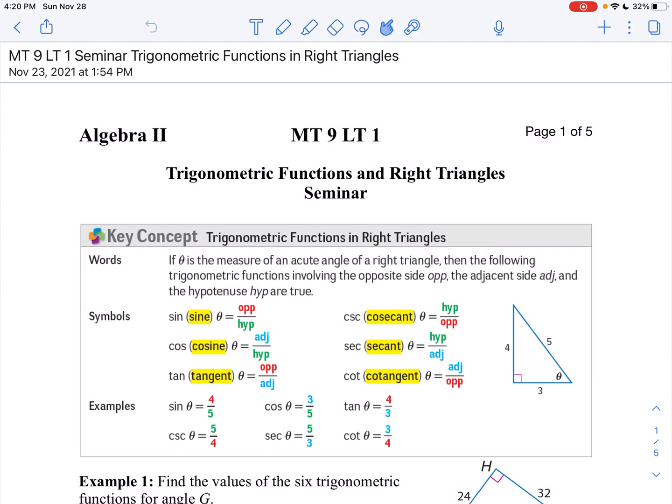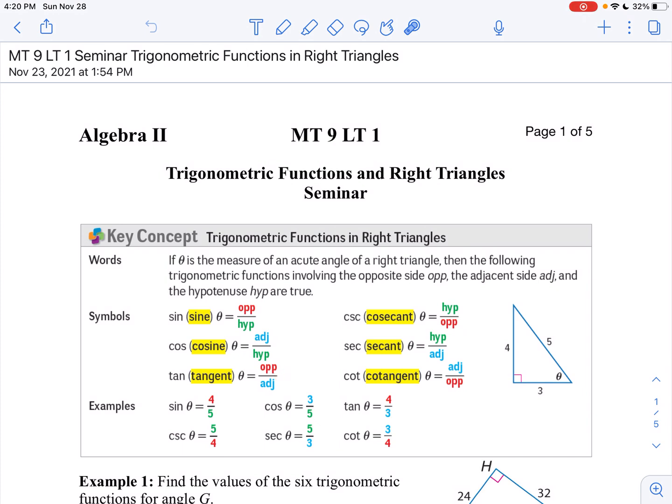First off, remember SOHCAHTOA from geometry. Sine of an angle is the opposite over the hypotenuse. The cosine of an angle is the adjacent over the hypotenuse. Tangent of an angle is opposite over adjacent.